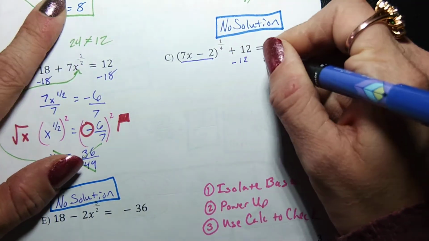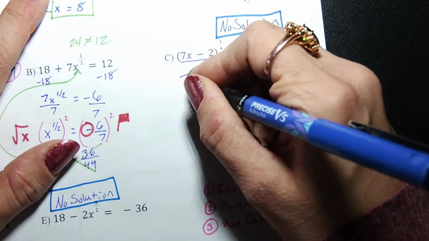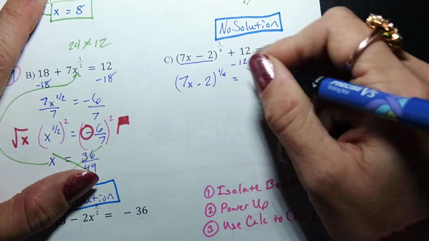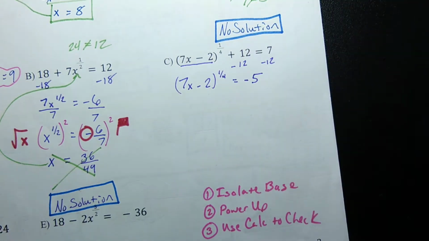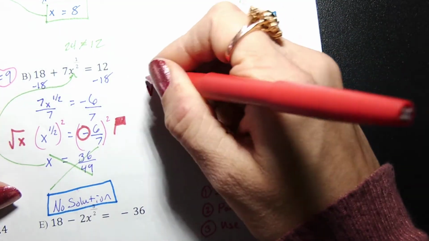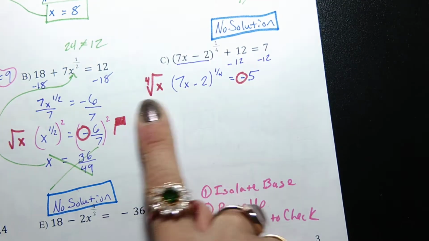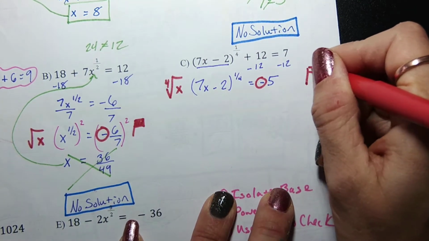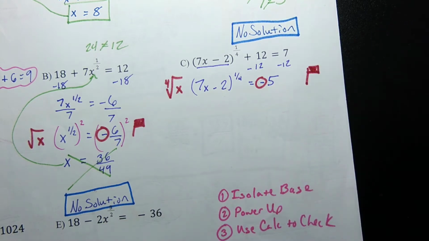So we're going to subtract 12. And we get (7x - 2) raised to the 1/4 equals -5. Our root power is isolated. Do we have any red flags? The negative. Because this is equal to the 4th root of x, having the 4th root be equal to a negative is going to be a problem. So folks, in a general sense, if you have a square root or a 4th root equal to a negative, it is a red flag.